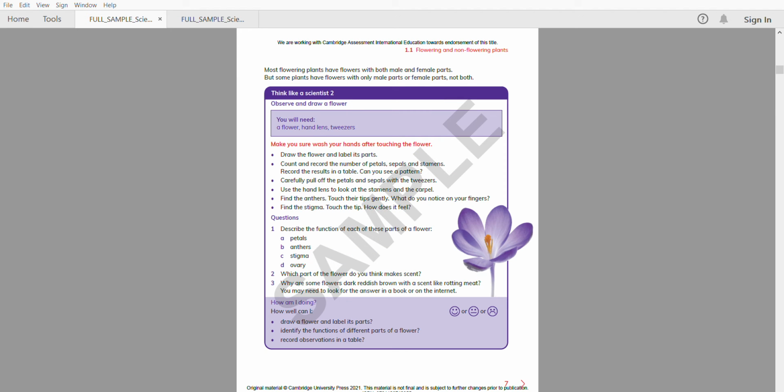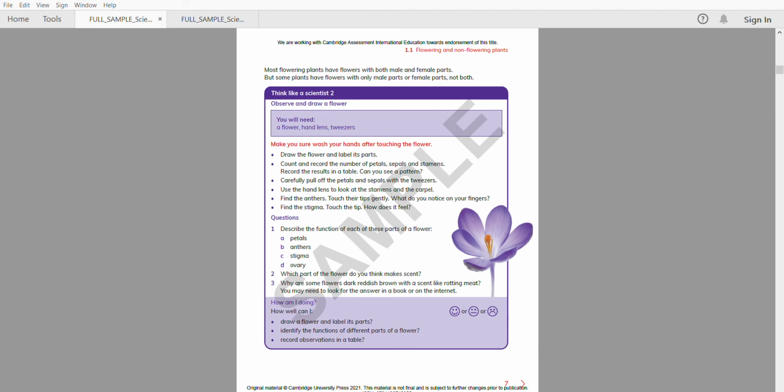For activity 2, Think Like a Scientist 2, you also develop research skill because you need to watch a video to get information. You also observe the flower in the video, and at the same time, you collect some data and tabulate it in a chart.